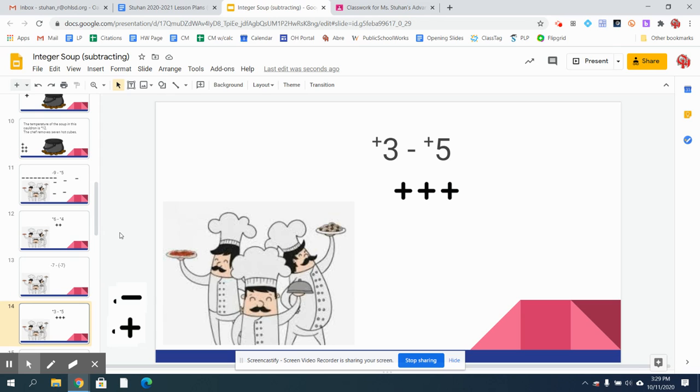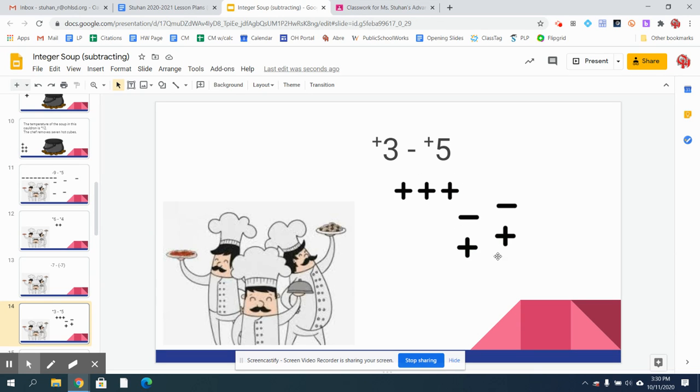Let's do another example with adding 0 pairs. I've got 3 positives right here, and I want to subtract 5 hot cubes. I don't have 5 hot cubes. So if I add some 0 pairs, there's 1 0 pair, and there's 2 0 pairs. Remember, that doesn't change the temperature of our soup because a negative and a positive cancel each other out. I just added 0 twice.